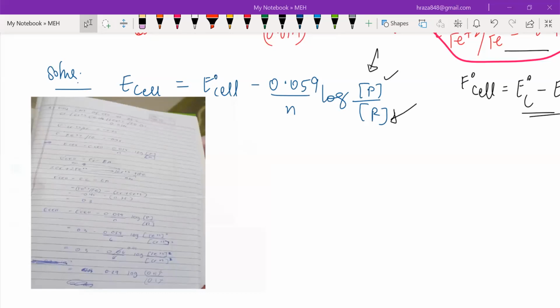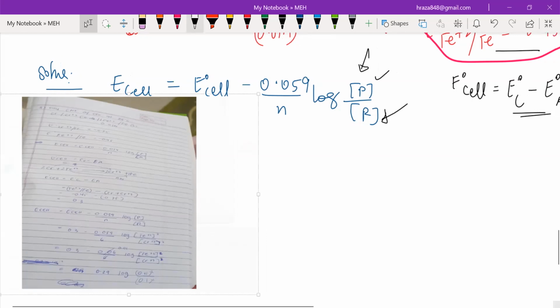Can you tell me? Okay, the mistake you are making is in calculation. So first of all, let me show you the mistake. What is the value of E naught cell? E naught cell has a value 0.3, right? This is correct. 0.3 here, 0.059, and where is the equation? This is the equation.